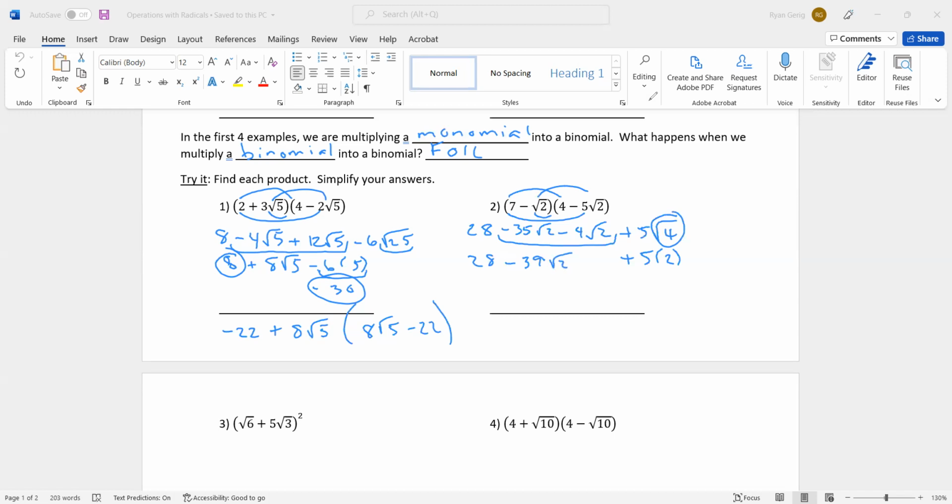So this becomes 10, right? So take the time and write it out. 28 minus 39 radical 2 plus 10. And now I can combine 28 and 10 and say 38 minus 39 radical 2. That's my answer.